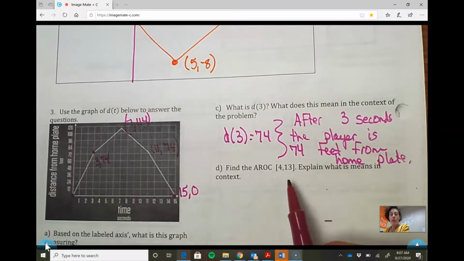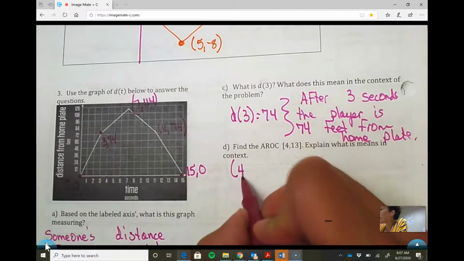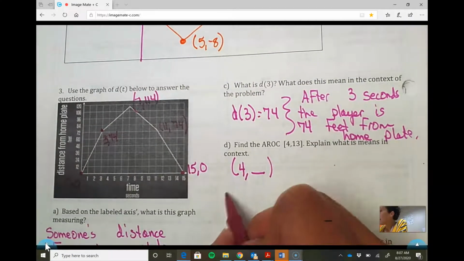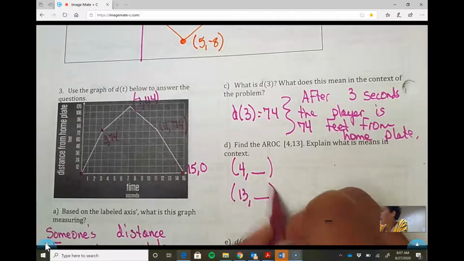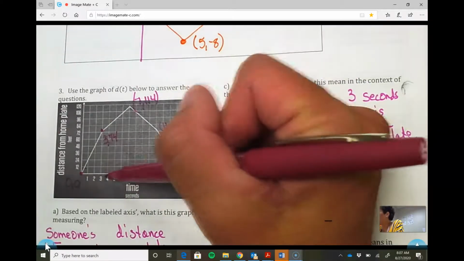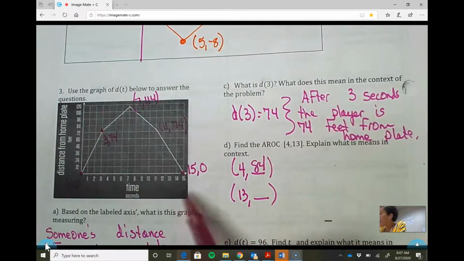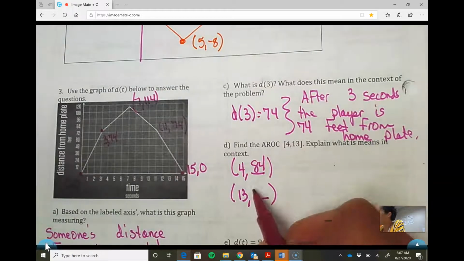All right, find the average rate of change. Again, these are the x values. So if x is 4, I'm going to have to check out what y is. And if x is 13, I'll also have to check out what y is. So these, as it turns out, are not any of the points I picked. So for 4, it's going to be 84. And for 13, it's going to be 36.